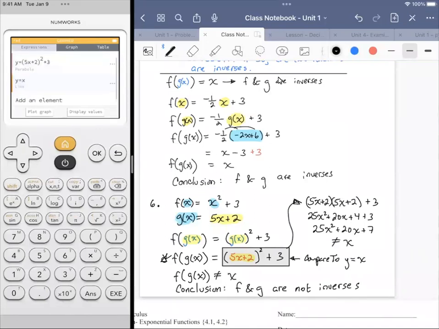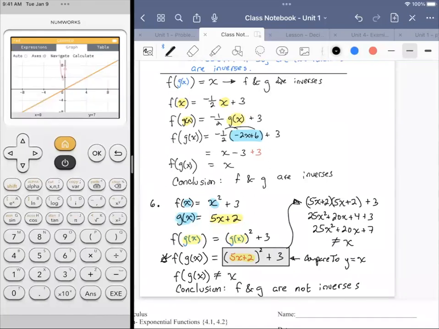I'm going to look at the picture. If you don't want to look at the picture, you can look at the table either way. The pink is the parabola. That's the 5x plus 2 squared plus 3. The orange is the line, which is not the same as the parabola. So they're not inverses. So you could also look at it that way, right? After you do your composite functions.